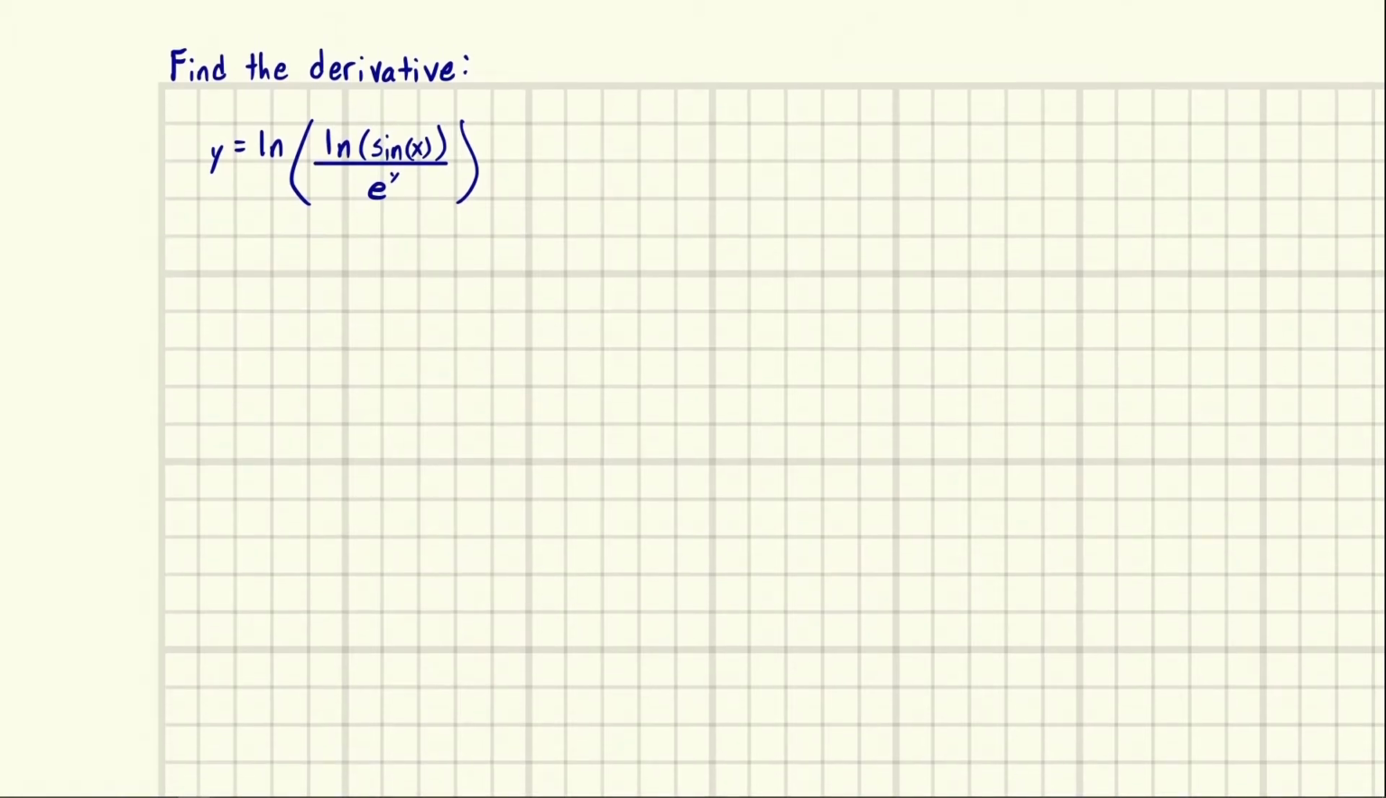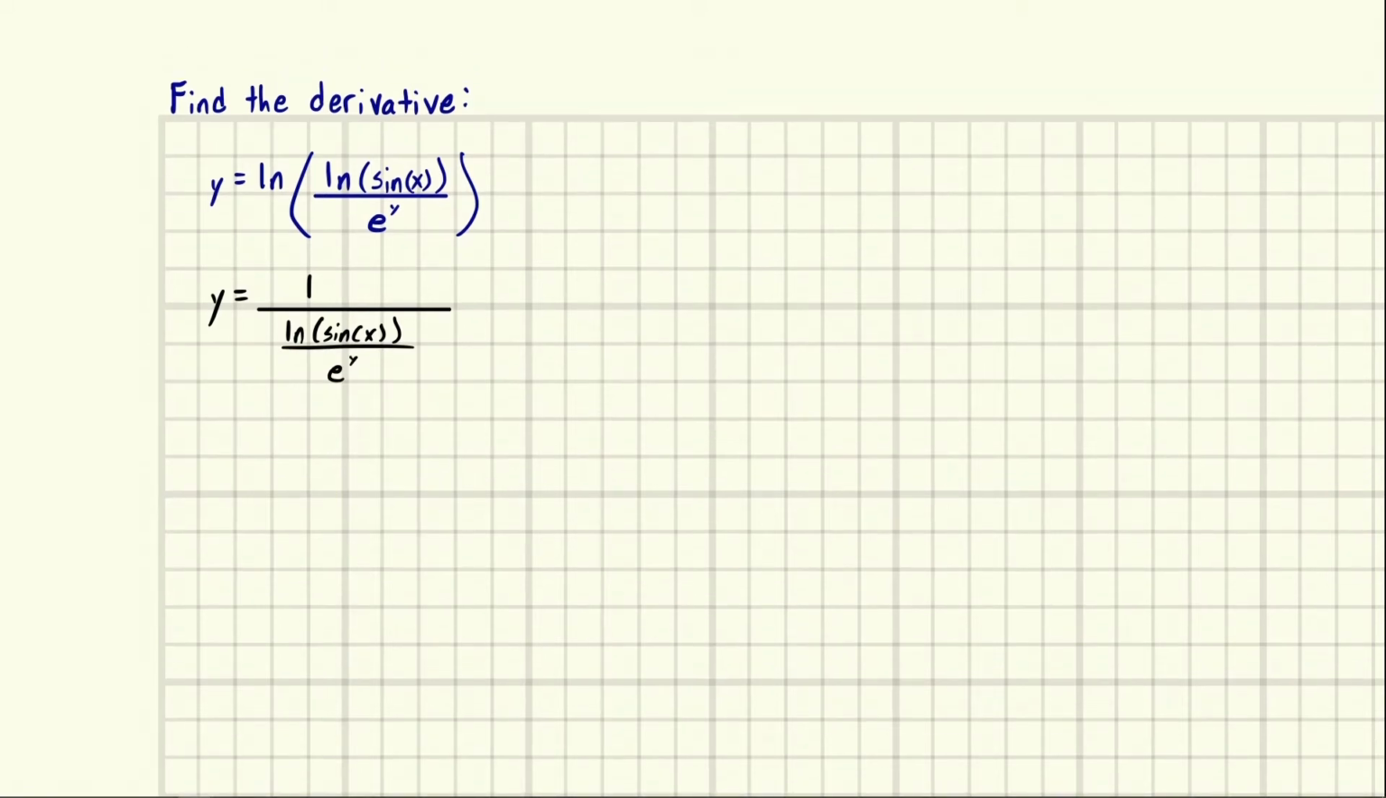So let's just start with the outermost layer and work our way in. First we take the derivative of the function. We're going to get y prime equal to, and the derivative of the natural log is 1 over x, right? So in this case, it's going to be 1 over all that stuff in here: the natural log of sine x over e to the y. But then we have to multiply by the derivative of all this stuff on the bottom, the chain rule, the inside function.